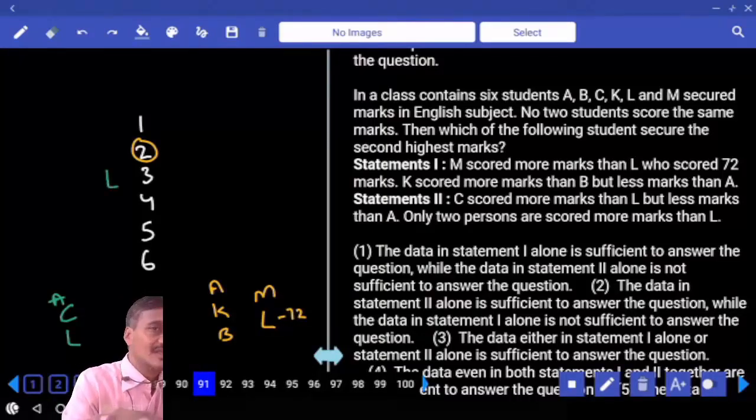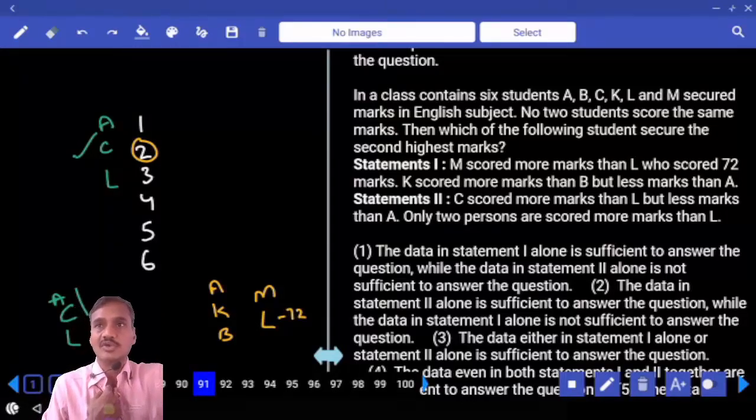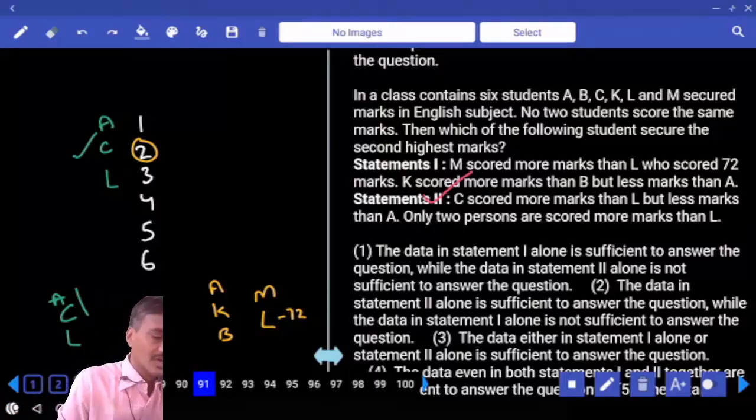And L is here. If L is here, obviously C and A will be like this, because C and A must be ahead of this one. L is at the third place. Only 2 places are left out that must be occupied by C and A. Hence what is the answer here? C is the second. How do we get C? Only by the information given in choice 2. Only 2 alone, that is choice 2, is the answer.